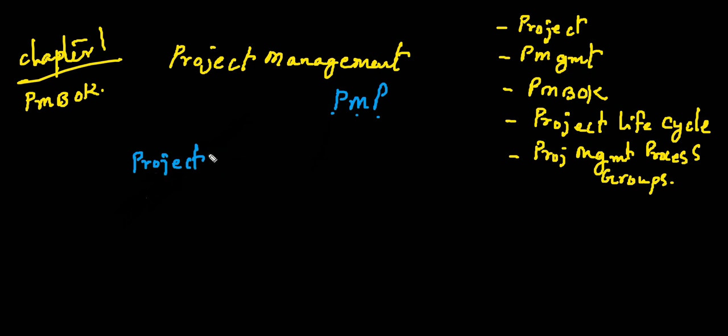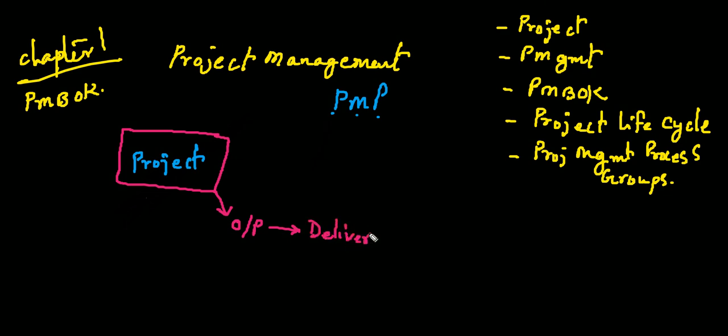A project is an activity which is used to produce some deliverable. I call it output. Every project should produce a product. This output is called what? Deliverable. Any problem? No problem. So what is a project? A project is an activity or endeavor which is used to produce a unique what?